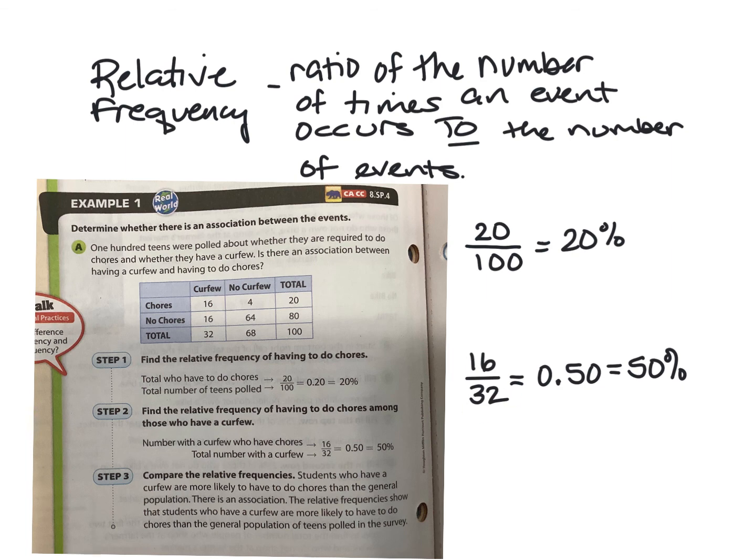So you just figure out what they're trying to find out, you make a ratio out of it, and then you calculate it. I think you're going to do just fine on this section. Good luck.